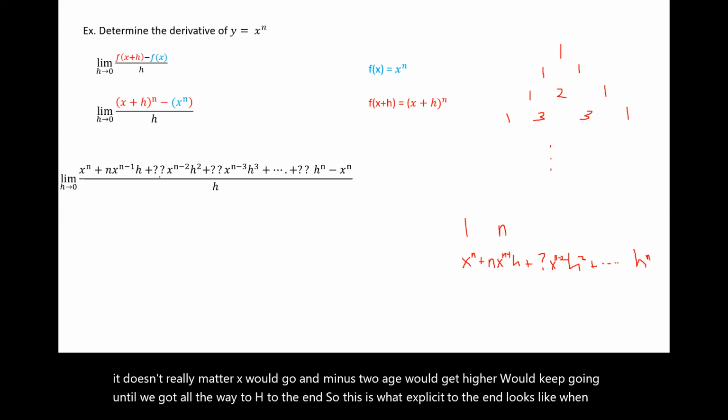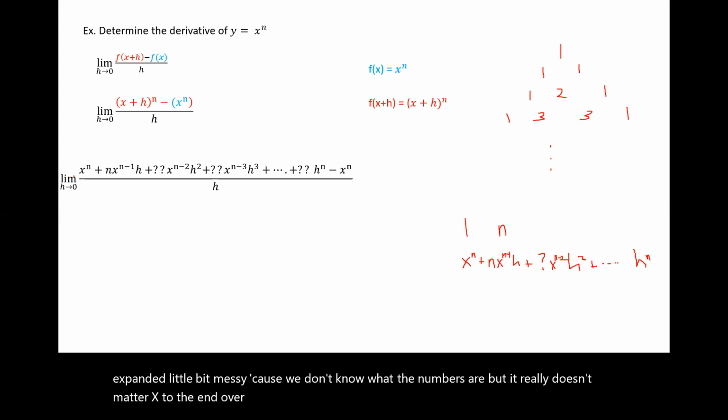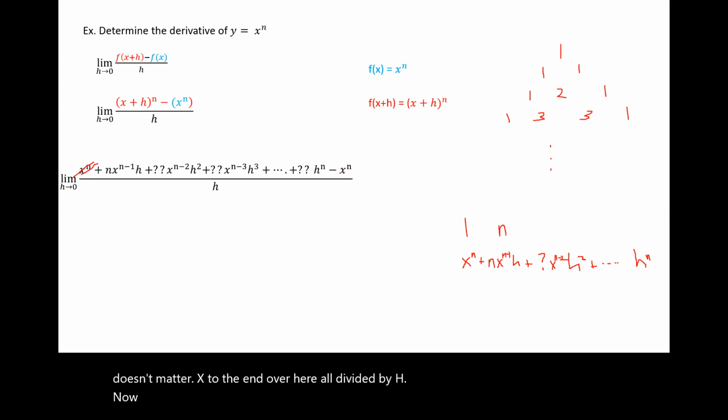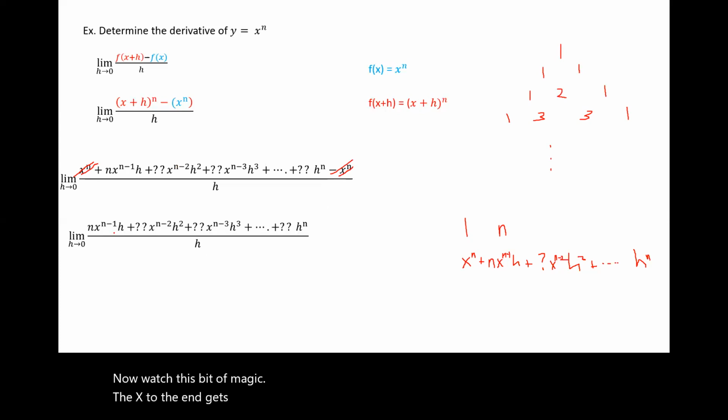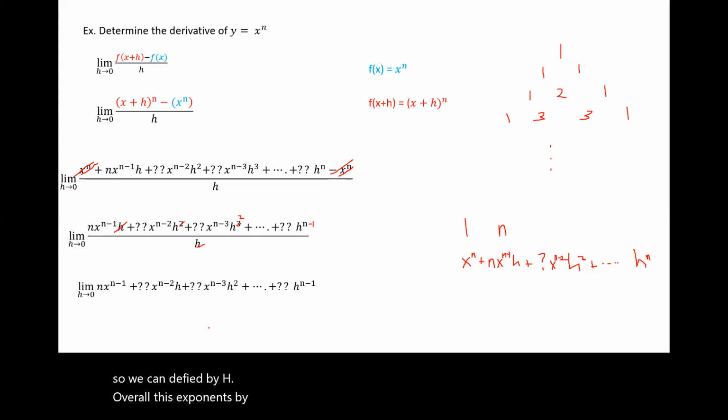A little bit messy because we don't know what the numbers are, but it really doesn't matter. X to the n over here, all divided by h. Now watch this bit of magic. The x to the n gets eliminated. Then, can you see that absolutely every term has an h in it? So we can divide by h, lower all those exponents by 1, and here is the marvelous part. H goes to 0.